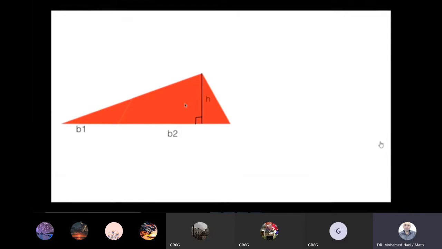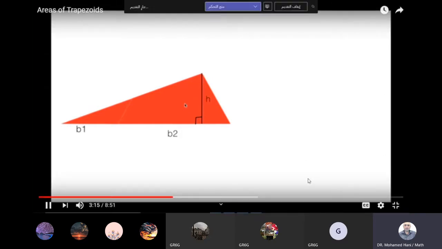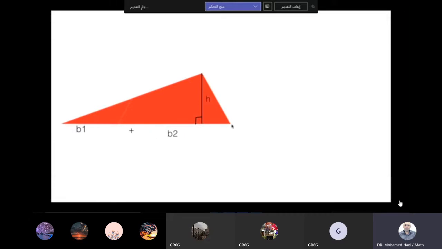And to find the area of a triangle, we know it's just base times height divided by 2. Well, what is my base? My base is just going to be my original B1 plus my original B2. If I add those together, that will be the base of this triangle. The height is still this height. So to find the area of this triangle, I would do B1 plus B2 times the height, and then divide all of that by 2 because it's a triangle.